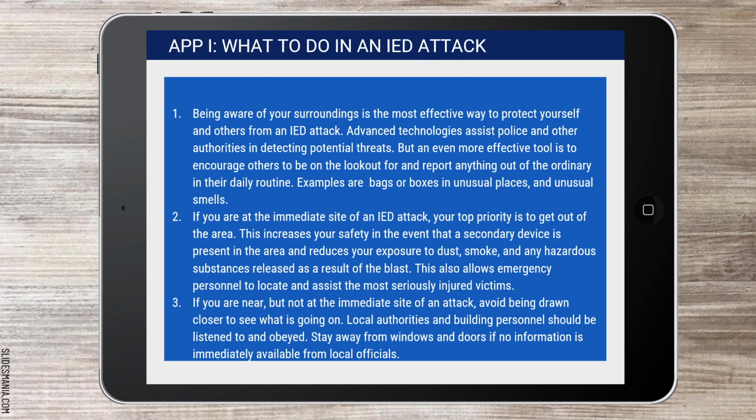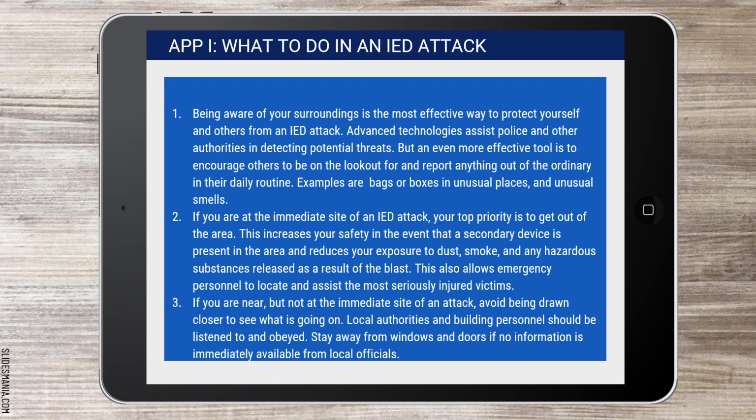Now, if you find yourself in the event that there is an IED attack, here are some of the best ways given by professionals about what to do. First and foremost, being aware of your surroundings is the absolute best way to protect yourself and others from an IED attack. Yes, advanced technologies help police and other authorities when it comes to these threats, but an even more effective way is to encourage others to be on the lookout. I like to think of that saying, if you see something, say something.